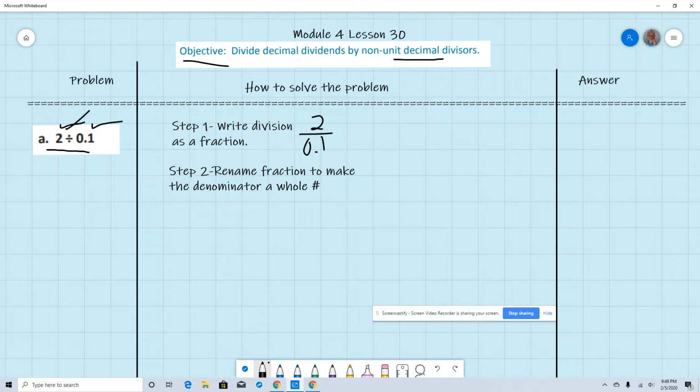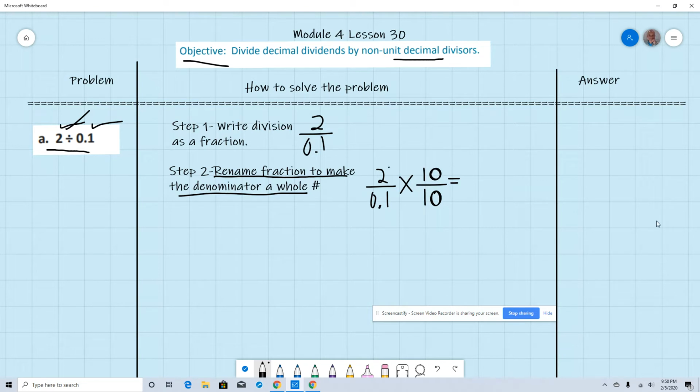Now we have to complete step number 2. It says rename the fraction to make the denominator a whole number. So we're going to look at equivalent fractions. We're going to rewrite 2 over 1/10. Now we have to multiply this by a number to get rid of the decimal number. One way to do that is to multiply by 10. If you multiply the denominator by 10, you have to multiply the numerator by 10.